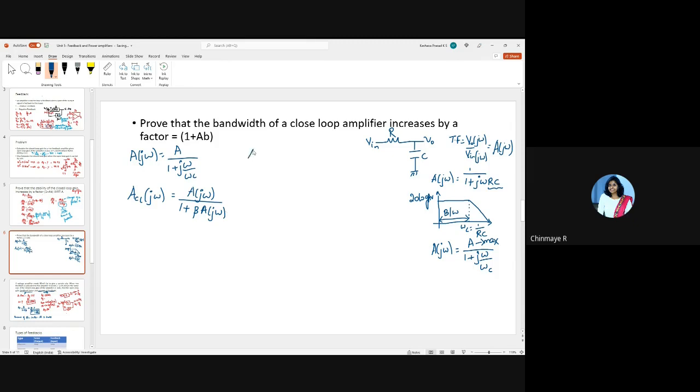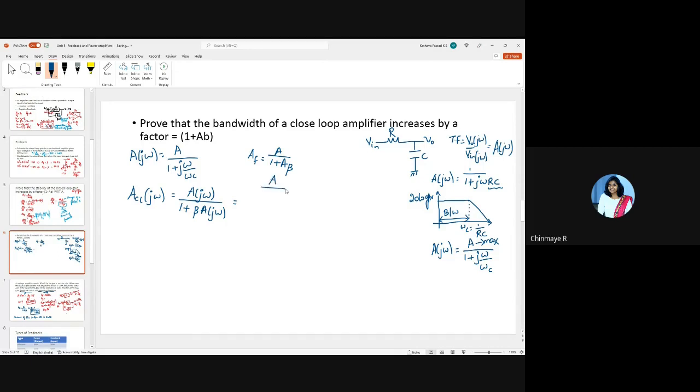This is something similar, right? We derived AF is equal to A by 1 plus A beta. So now we are representing the same thing along with the frequency component. Is this equation clear to all of you, how I represented it? So the closed loop gain, now with respect to j omega, is equal to A of j omega divided by 1 plus beta into A of j omega. Now let me expand this. A of j omega, I know.